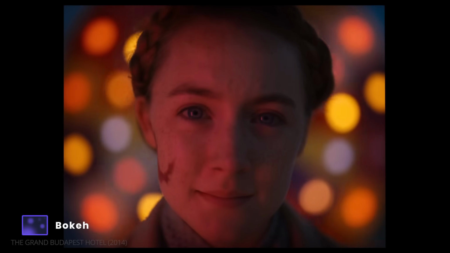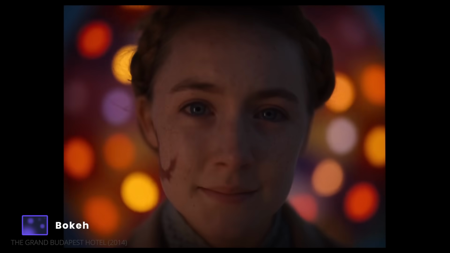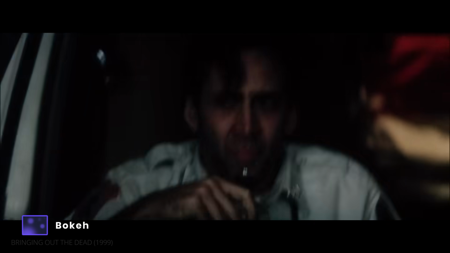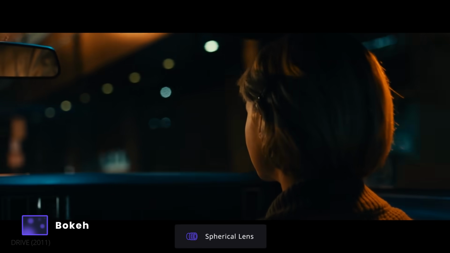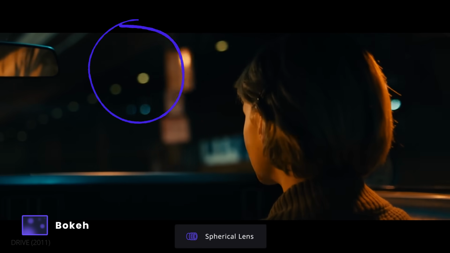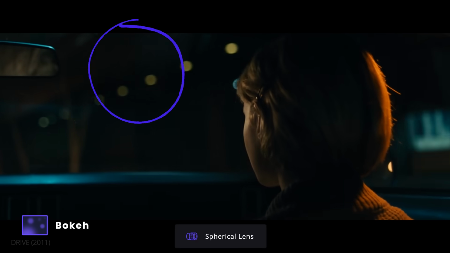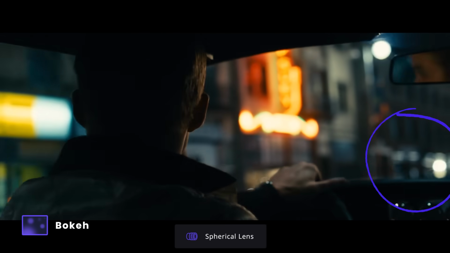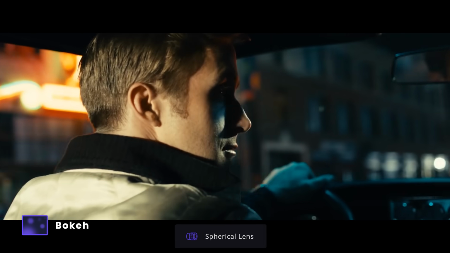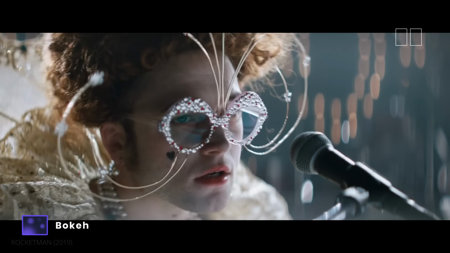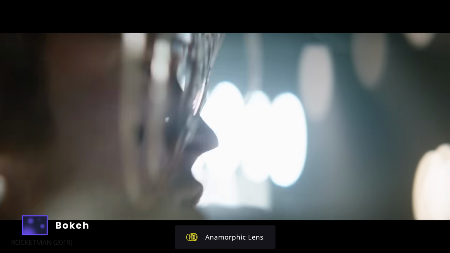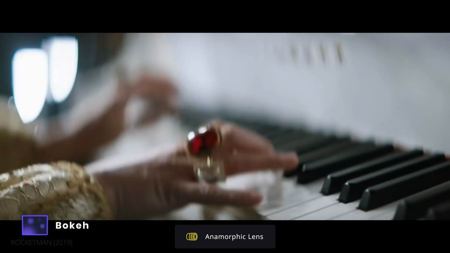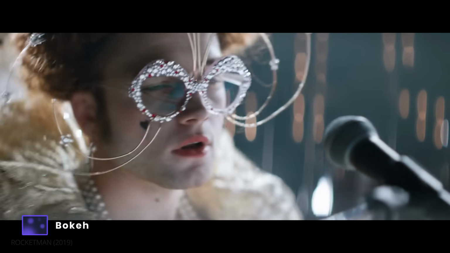Bokeh refers to the quality of the out-of-focus elements in an image. It is usually identified by unfocused points of light. In a spherical lens, the bokeh is mostly circular. While anamorphics produce oval shapes, which are more or less pronounced depending on the squeeze factor of the lens.